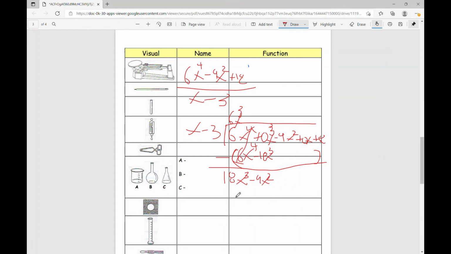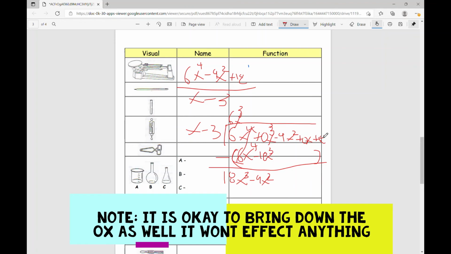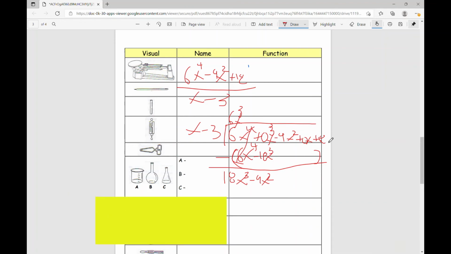That's basically all you really need, but if you want to, you could bring down the rest. But don't bring down the 0x, okay? That's the value 0, so don't bring that part down. If you want to, you could bring down the 18, but you don't really need to.